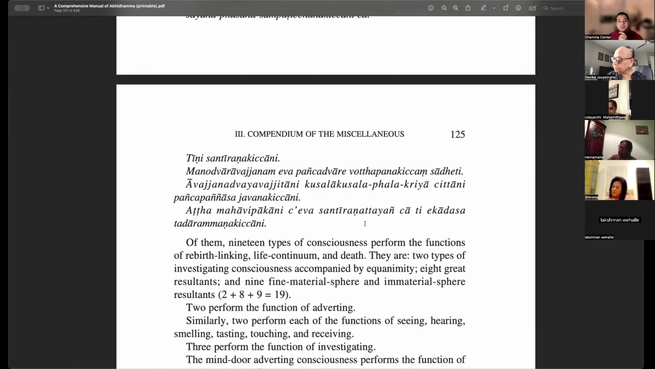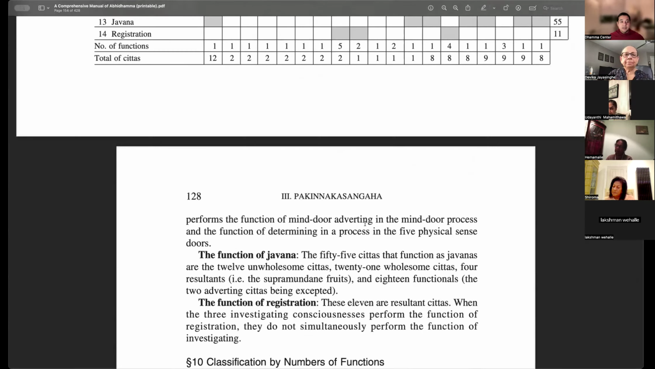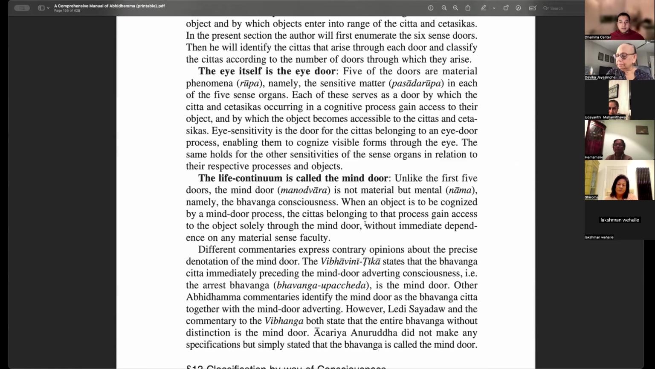We have a Chittaviti here. We can show that through this moment.